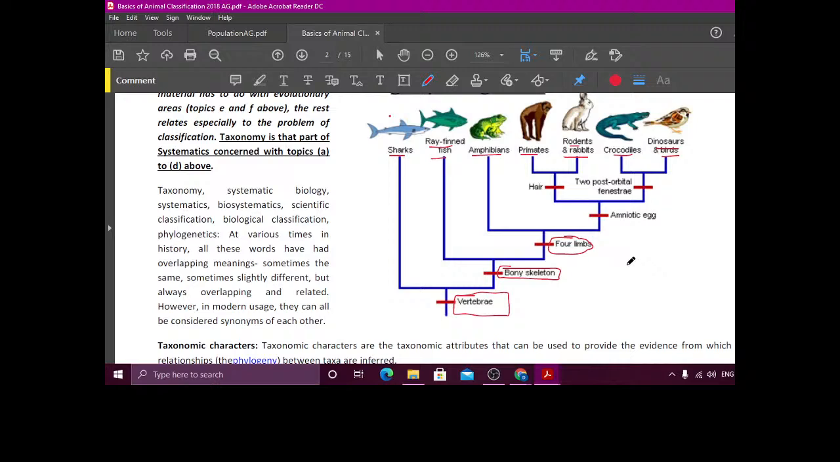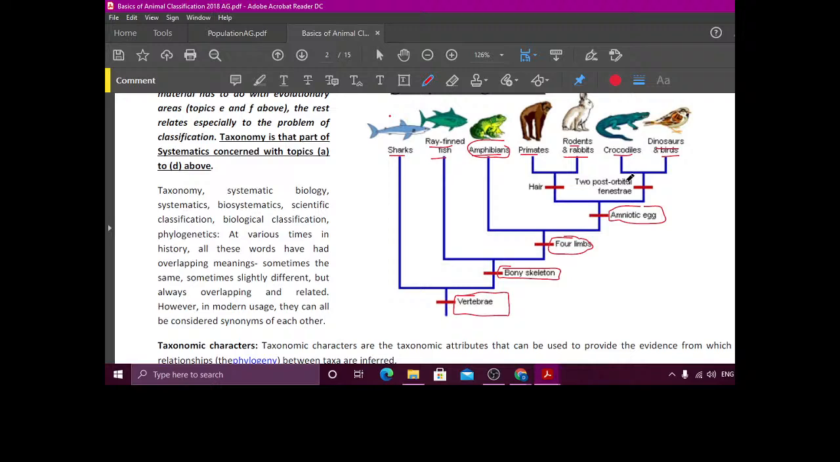So, then we go to four limbs. Fishes don't have four limbs, so they are separate. Amphibians have four limbs. Then we go to amniotic eggs. Amniotic egg means terrestrial eggs, a special type of egg, they've got an amnion. Amphibians don't have amniotic eggs, so they are separated out.